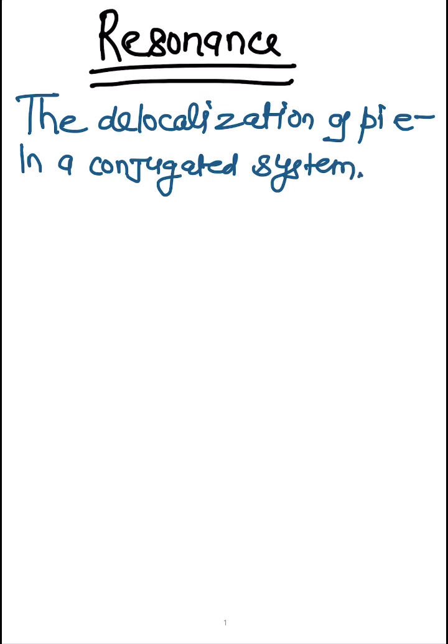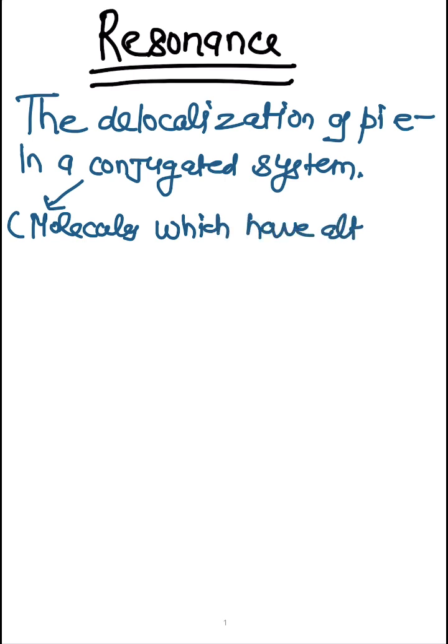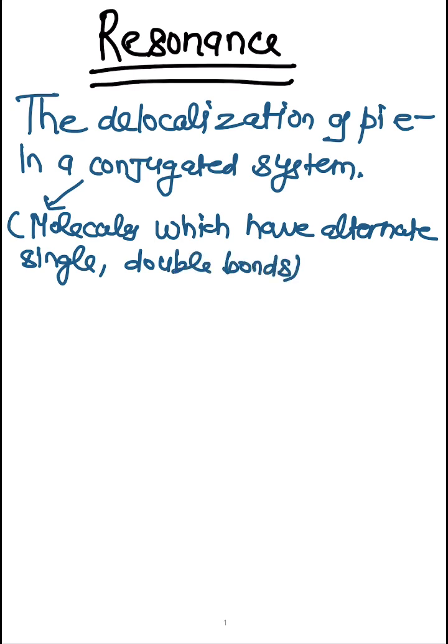What are conjugated systems? Molecules which have alternate single, double bonds are called conjugated systems.